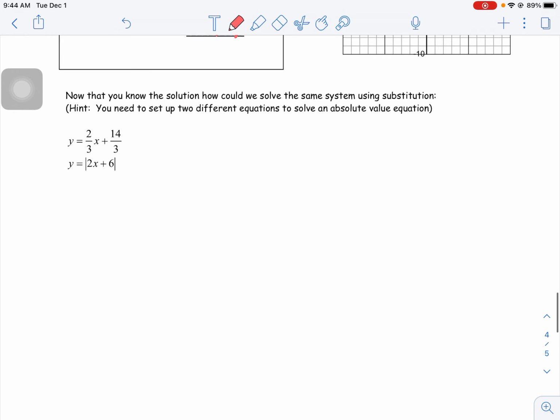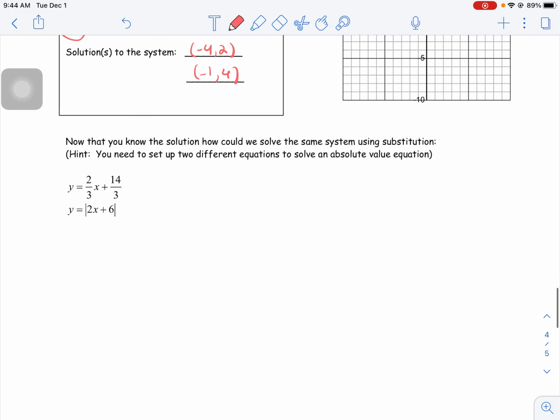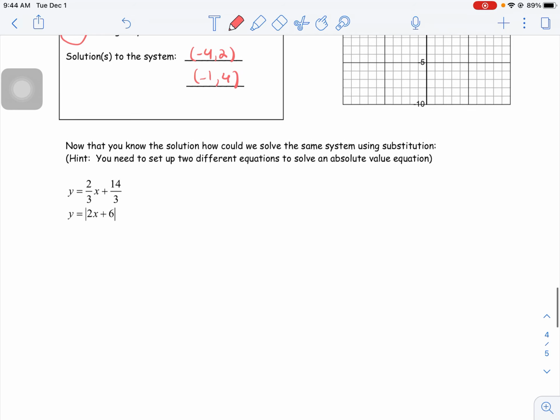So this last part says, now that you know the solution, how could we solve the same system by using substitution? Hint, you need to set up two different equations to solve an absolute value equation. So we're going to set them equal to each other because we're just going to substitute y in for the other y. So we're going to go 2/3 x plus 14/3 is equal to 2x plus 6 absolute value.